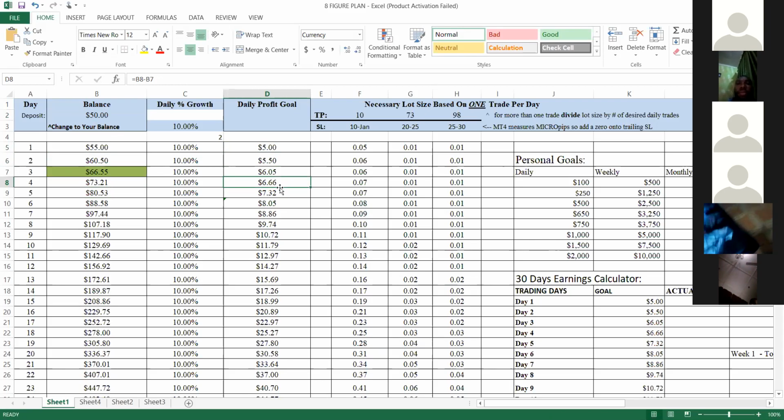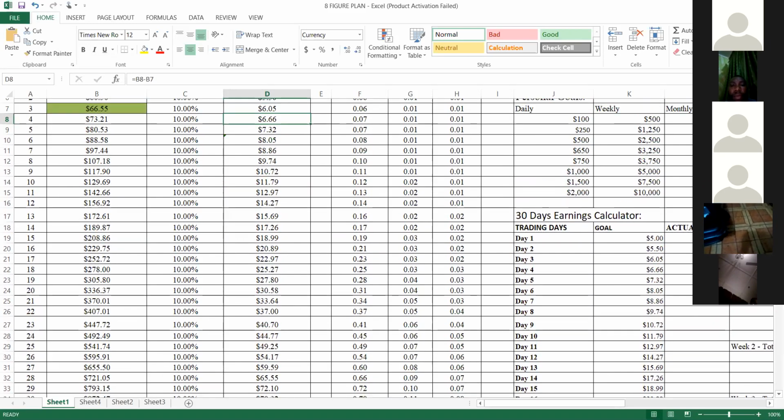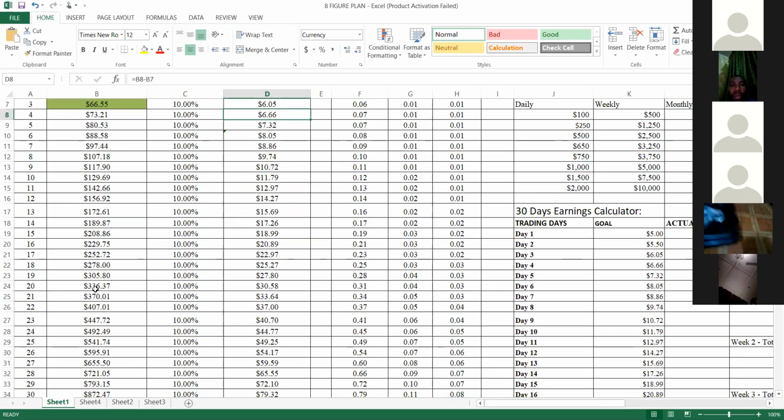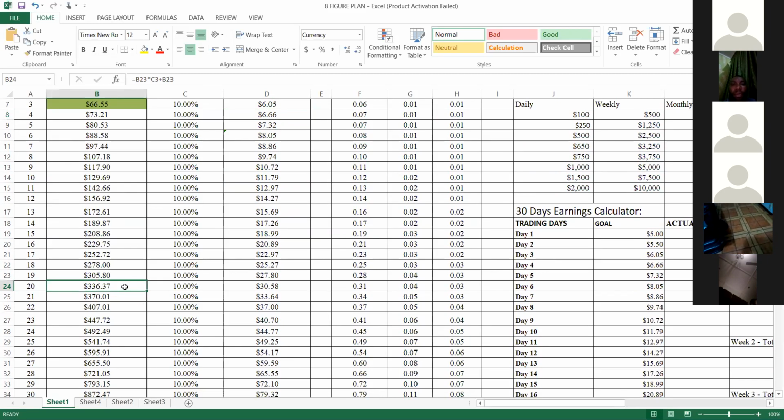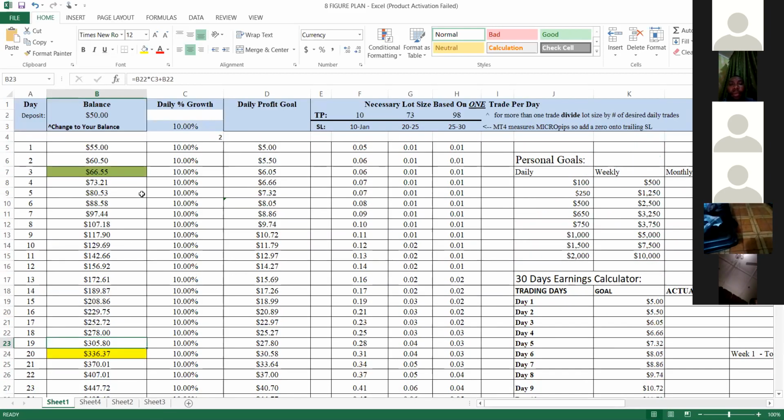Now, when I say day one and day two, they can happen on the same day. Trade one or trade two, maybe one in the morning, one in the afternoon, whenever we see a clear 10 pips trade. So if you follow this to the core, it means that 1 month is 20 trading days. We expect that our balance will be 336 in 1 month. You can see that's the one I'm highlighting in yellow.